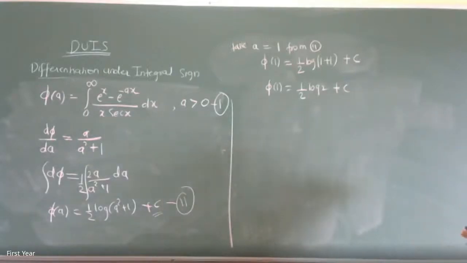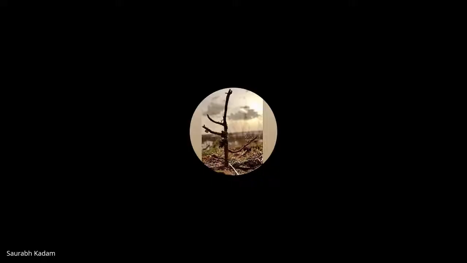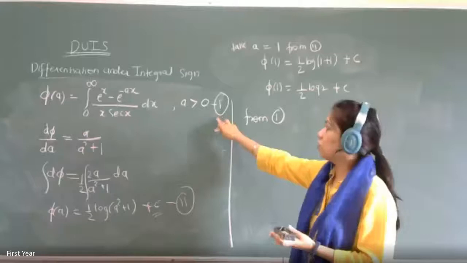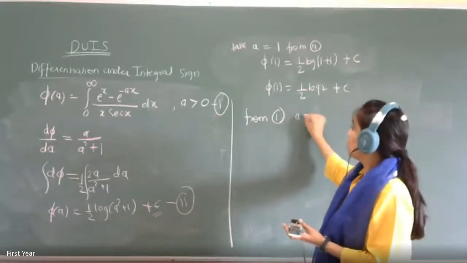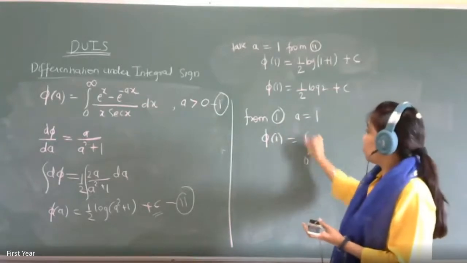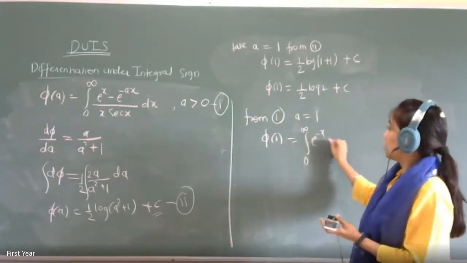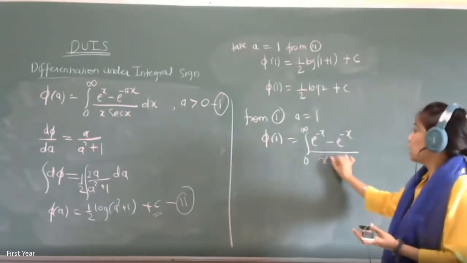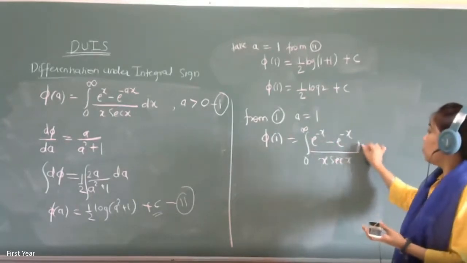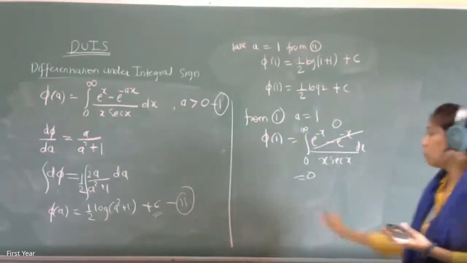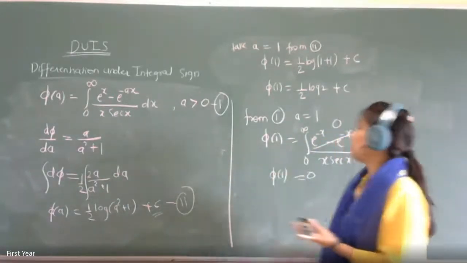Still I have not got the value of c. How will I get phi of 1? From the first equation, put a equal to 1. You get phi of 1 is equal to the integration from 0 to infinity of e raised to minus x minus e raised to minus x, upon x. So the numerator is 0 and therefore the integration is 0. So phi of 1 is 0.